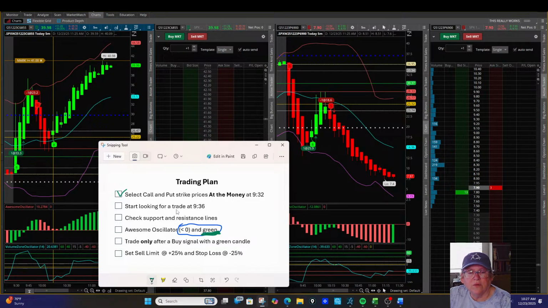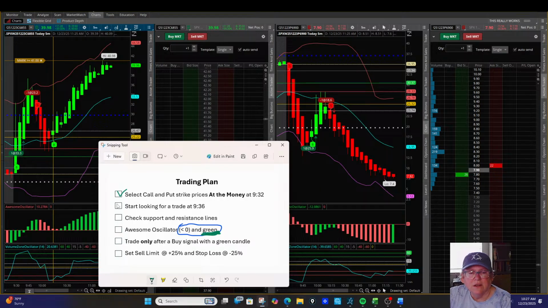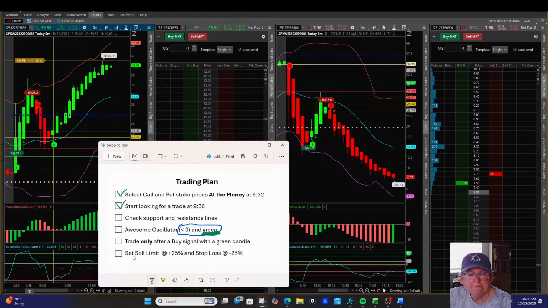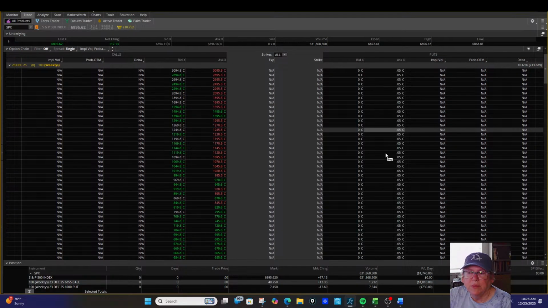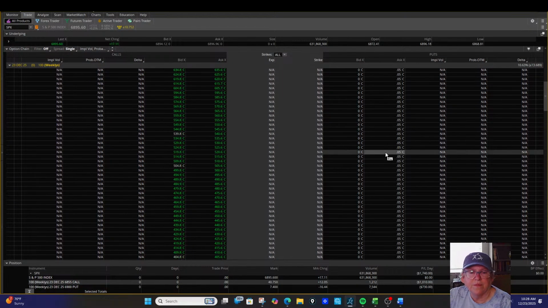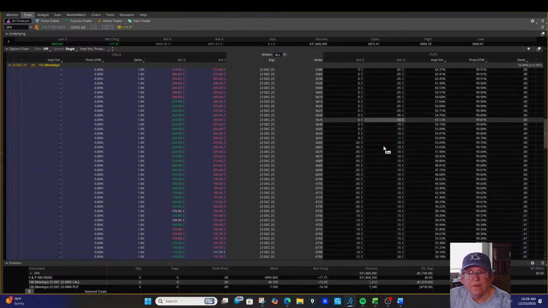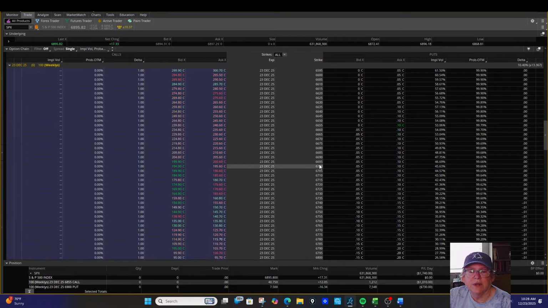I start looking for a trade at 9:36. First 5 minutes, don't do a thing. I've been using at the money, but today I did in the money. And at the money is at the first purple bar. Show you that over here. I also do 0DTE, which scares a lot of people, but there's no reason to be scared. Makes a lot of money, what it does.